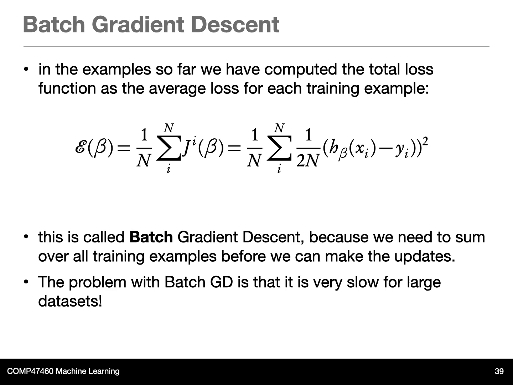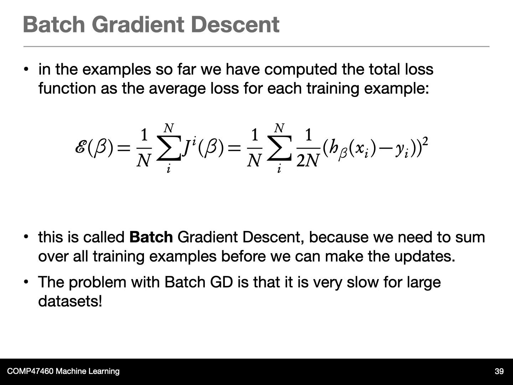There are a few details we need to consider about how to perform the updates in gradient descent. So far, we've computed the total loss function as the average loss for each training example. So you can see in the formula that the loss is summed over the difference between the predicted result and the actual value for every single example. And it's only after all of these residuals have been computed that we perform the actual update.